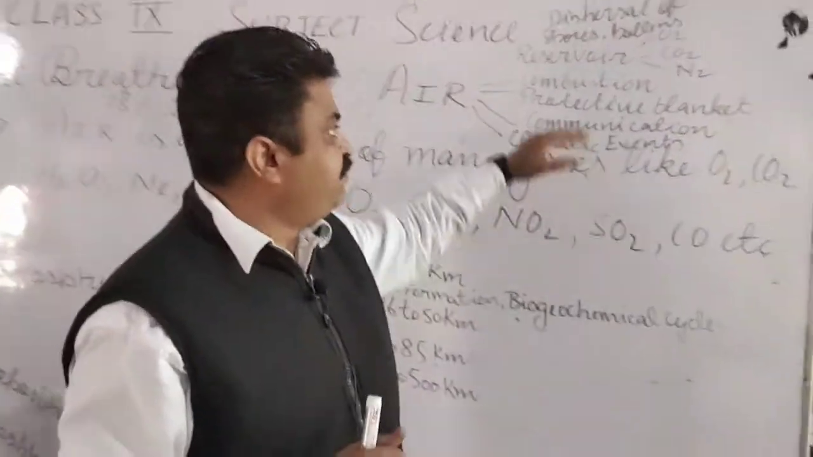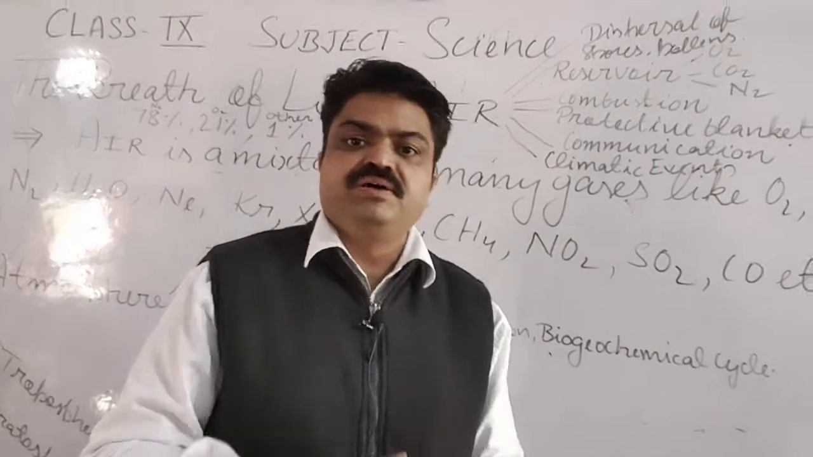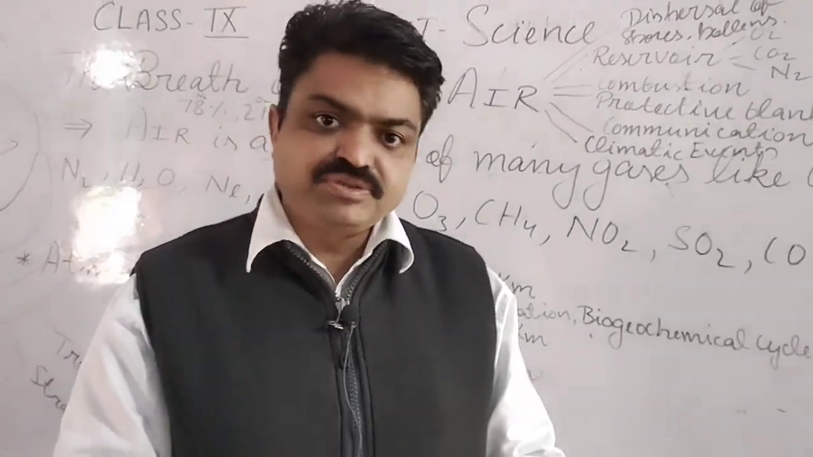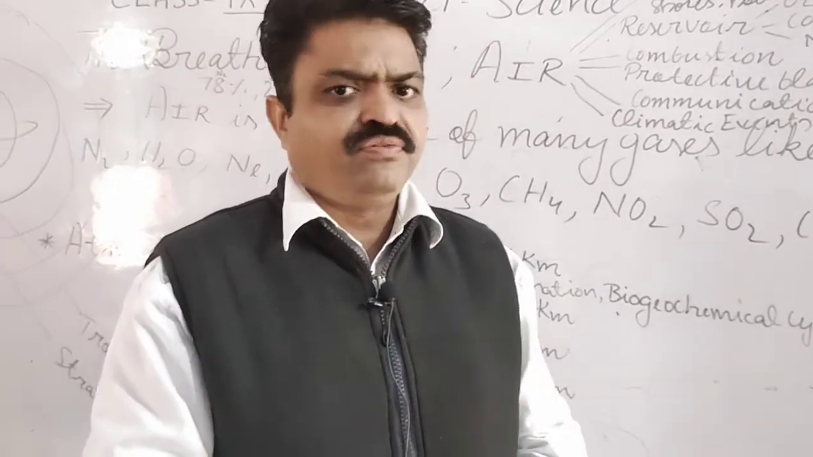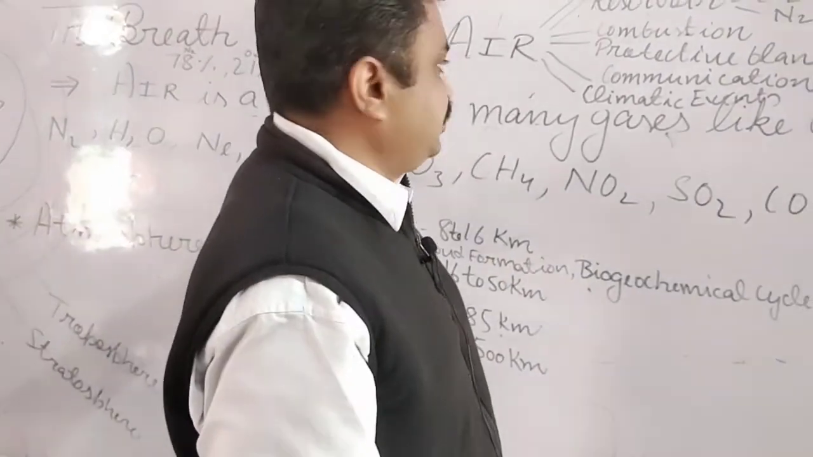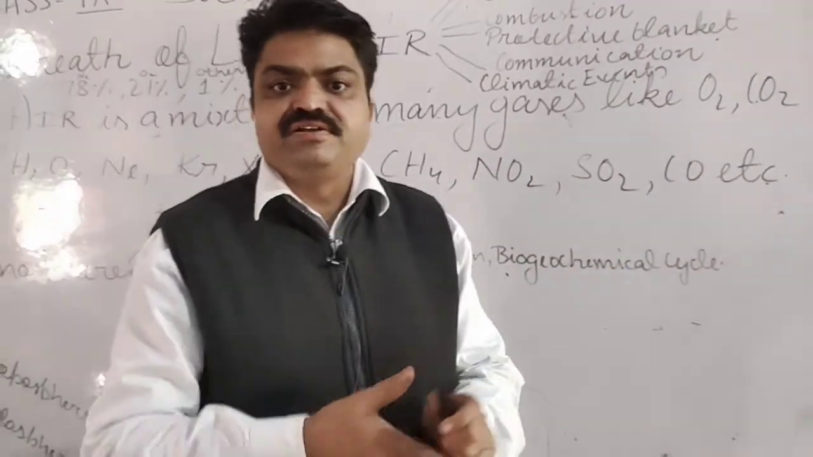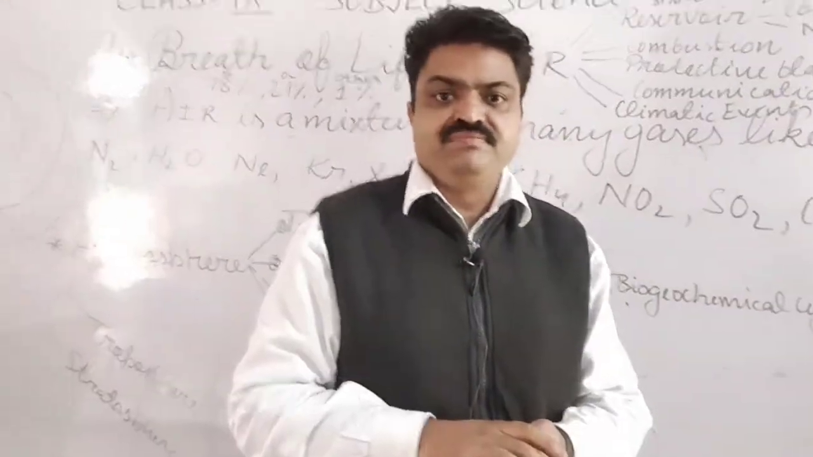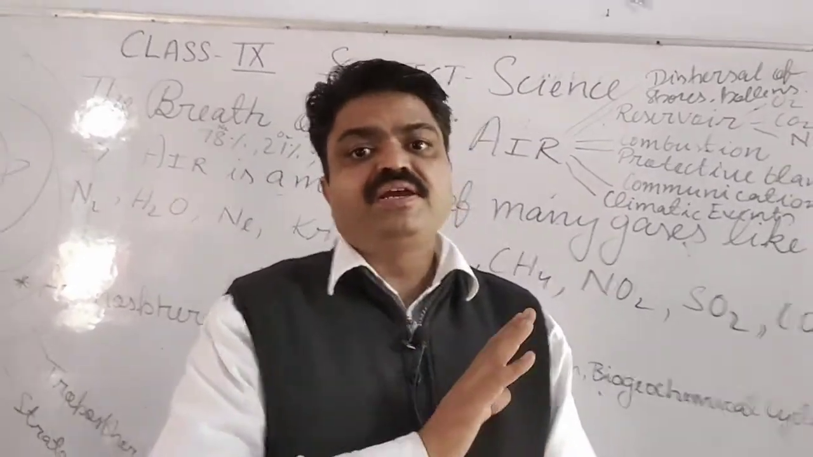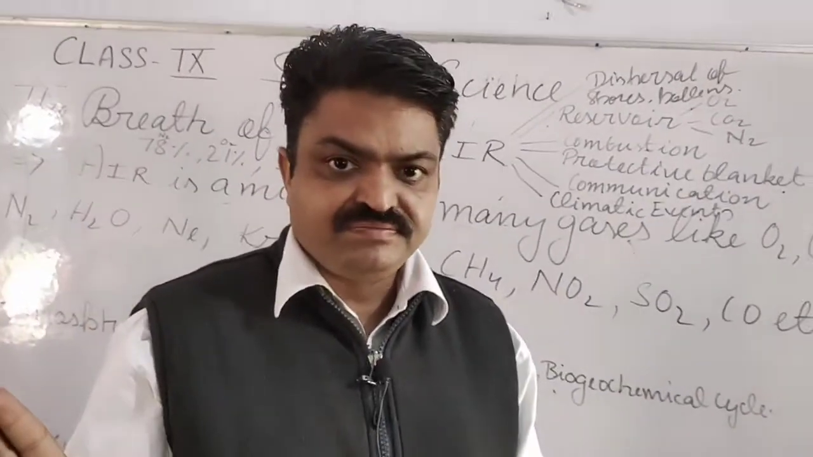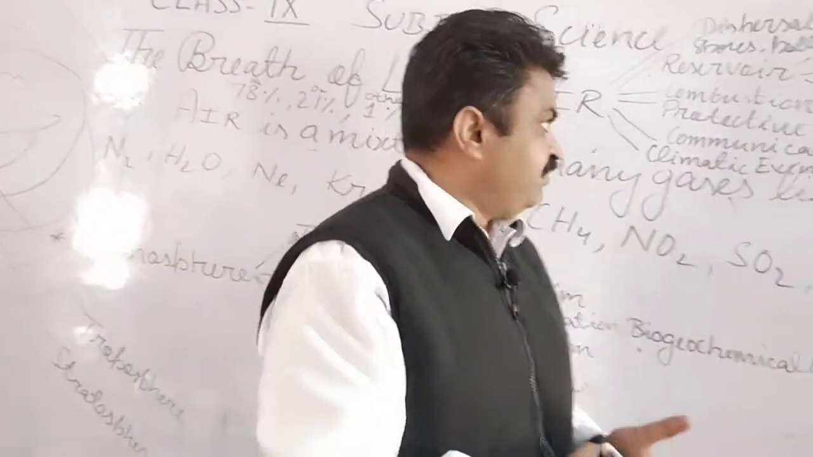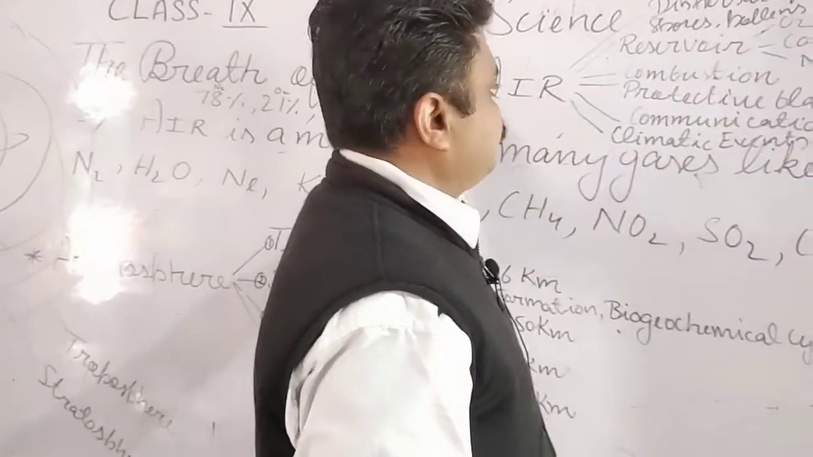Next is combustion. Combustion means, student, the burning of fuel. The burning of fuel is possible only in the presence of air, student, because in the air there is 21% oxygen, and that oxygen is essential for combustion. If we don't provide oxygen, then we can't burn things, means combustion is not possible. So for combustion, air is also needed.